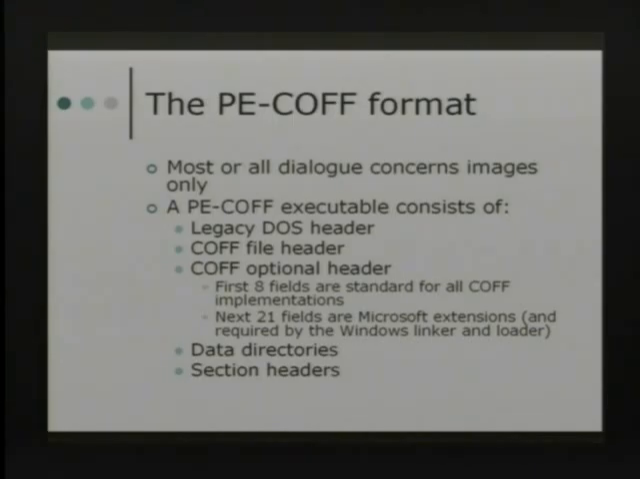The only thing I'm going to talk about and cover here, and this is all the tool really deals with at the moment, is images, not objects. I'm not dealing with any of that at the moment. Eventually I'm going to deal with everything, but at this present time it's not really there yet. So basically what's in a PE executable is the DOS header, the COFF file header, an optional header, data directories, and section directories, or section headers.